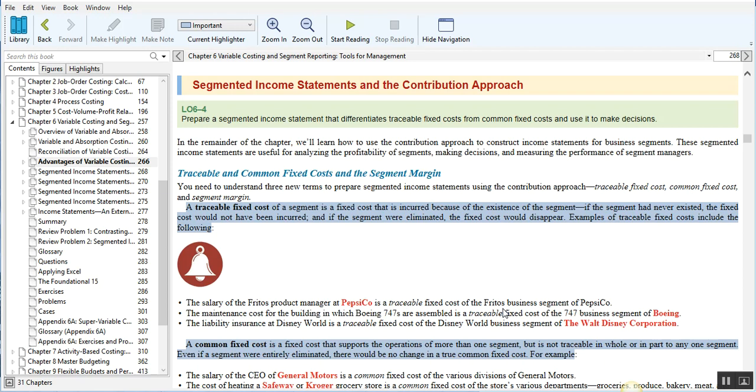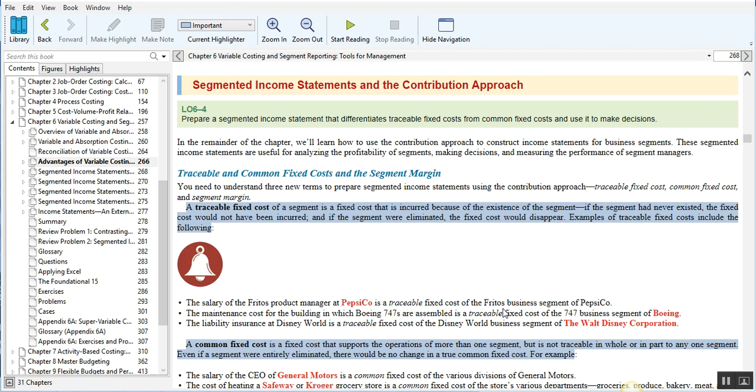Okay, when we talk about segmented income statements in the contribution approach, what we're looking for is traceable fixed costs of a segment versus common fixed costs of a segment. So when we're looking at traceable fixed costs of a segment, it's a cost that's triggered because we have that segment of business. If the segment didn't exist, the fixed cost would not have been incurred, and therefore, if the segment were eliminated, the fixed cost would also disappear.